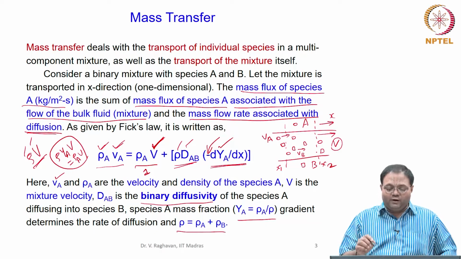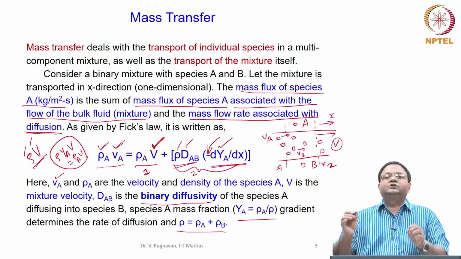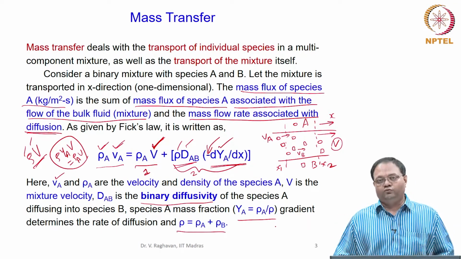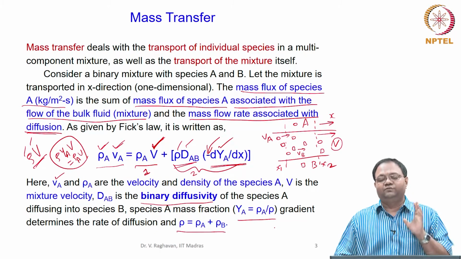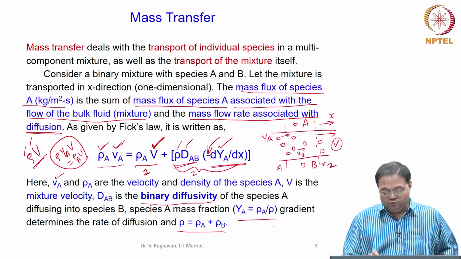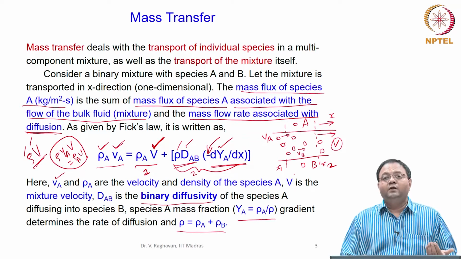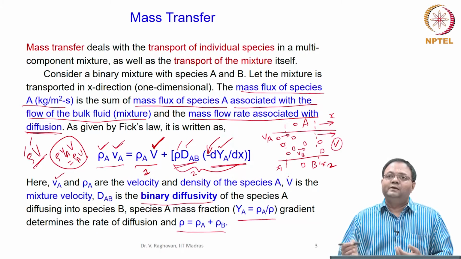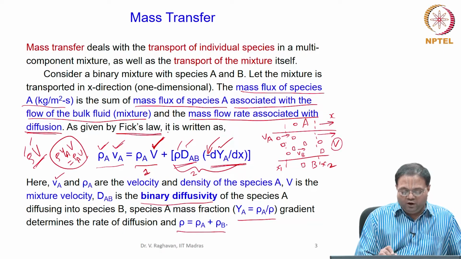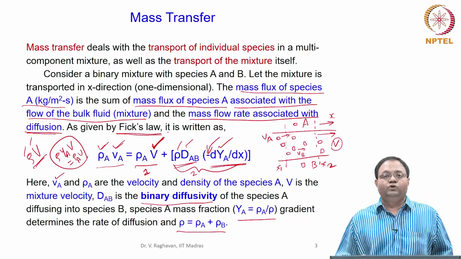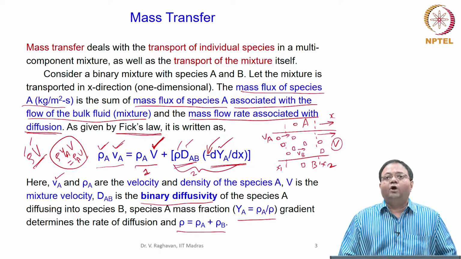If you take that scenario, the second term here represents that in the direction of negative gradient of concentration, or in this case mass fraction gradient, the species A diffuses in the direction of negative gradient. For example, if x2 has a higher concentration than x1, then the transport due to diffusion will be in the negative x direction. So this is called ordinary Fick's law. Fick's law incorporating ordinary diffusion. So this concentration gradient based diffusion is called ordinary diffusion.